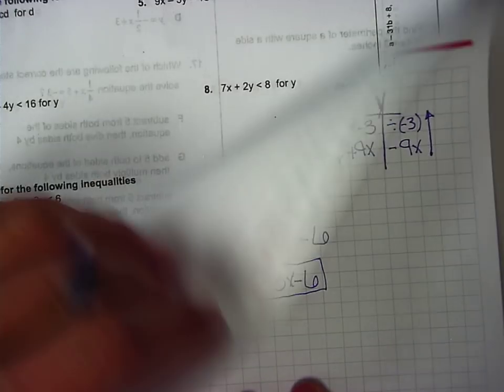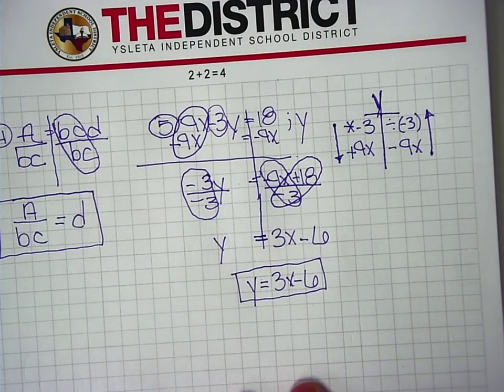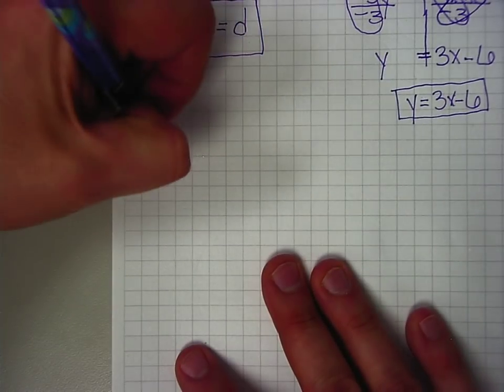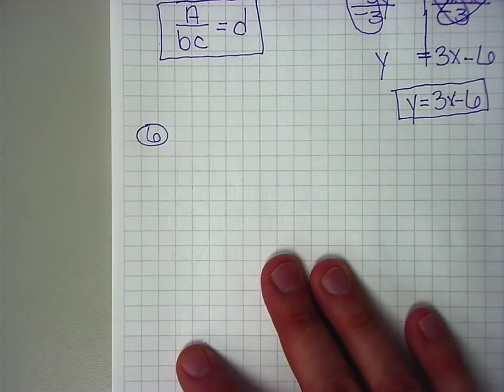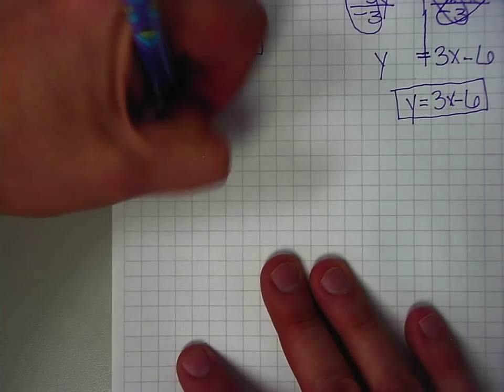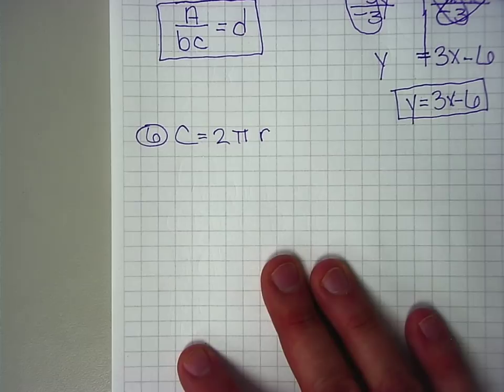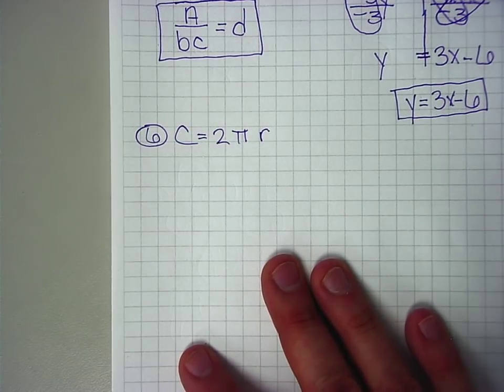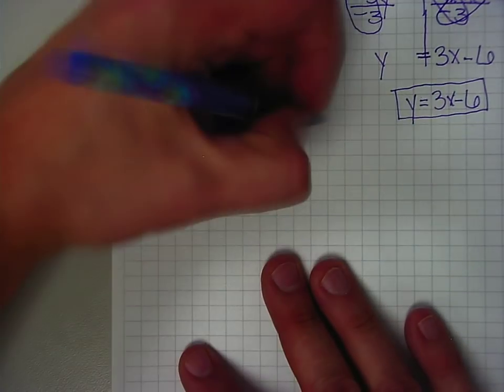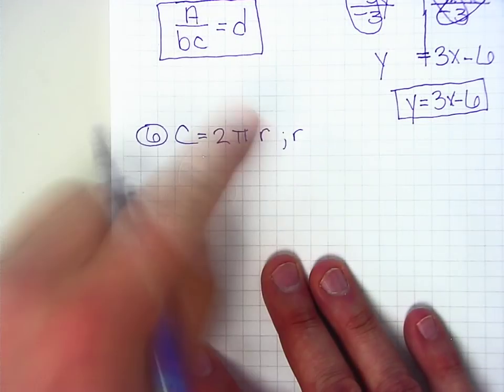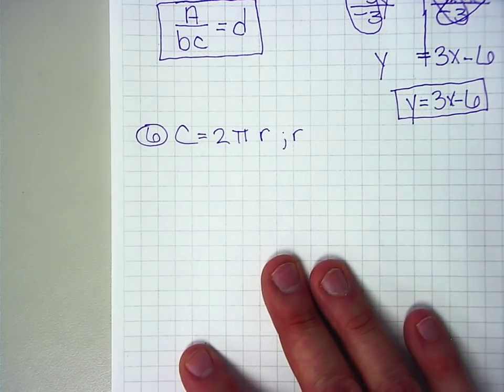And let's look at number 6. Number 6 gives us the equation for circumference, C equals 2 times pi times r. And we're going to treat each one of these just as separate characters. We want to get r all by itself. This is just a semicolon, by the way, not a j, so don't let that confuse you.